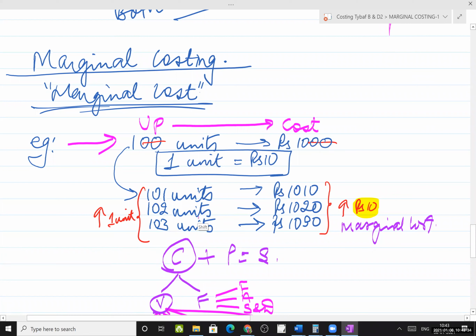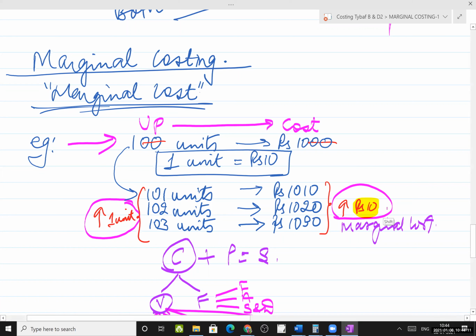अगर मैं 102 यूनिट्स प्रोड्यूस करूंगी तो मेरा और 10 रुपया बढ़ जाएगा, तो my cost will now be 1020. Like this, if I go up to 103 units, my cost will increase by another 10 rupees, that is 1030. Okay, now what is happening is, look into the left hand side. There is an increase of 1 unit, 101, 102, 103 हुआ. So on the right hand side, see, there is a similar increase of 10 rupees. अगर यहाँ एक एक यूनिट बढ़ रहा है तो इधर भी 10 रुपया बढ़ रहा है.